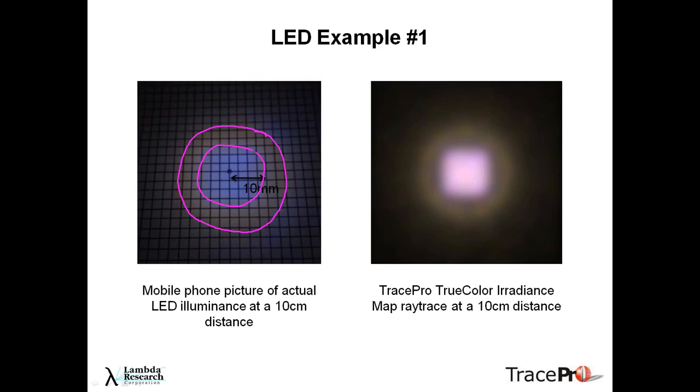And if we come back here into TracePro, this was taken at a 10 centimeter distance from the LED to the target. Setting up that model with that same distance, looking in true color, here's our white square, pretty much mimicking what we see here. And then here's our yellow ring, a little bit of glow around that. So we're able to model the same phenomena we're seeing when we actually light up the LED and project an image of it.